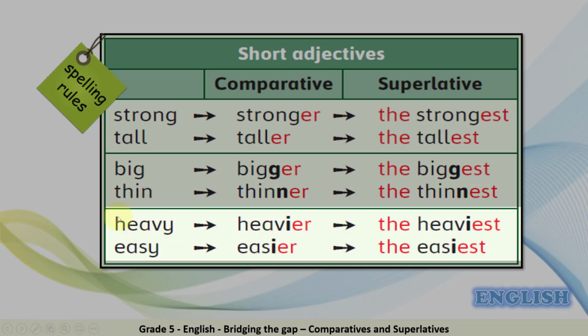The third group, it has some two-syllable adjectives that end in a consonant plus y. In this case, we change the y into I and add er or est, like heavy, heavier, the heaviest. Easy, easier, the easiest.